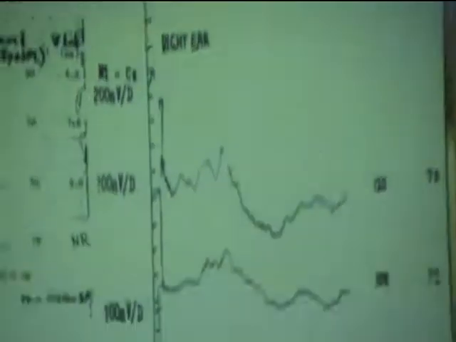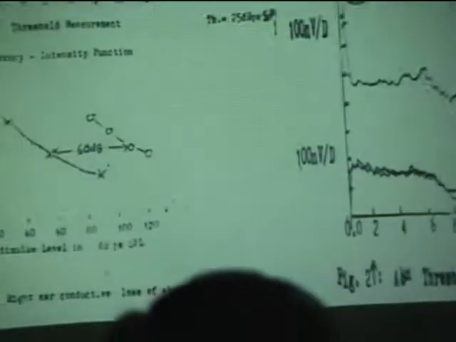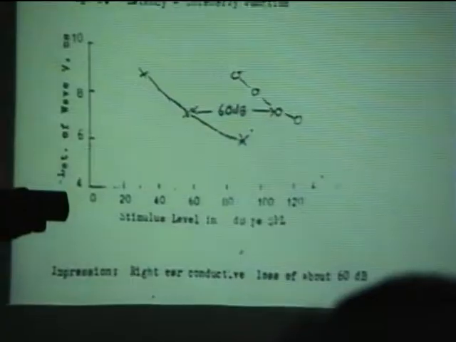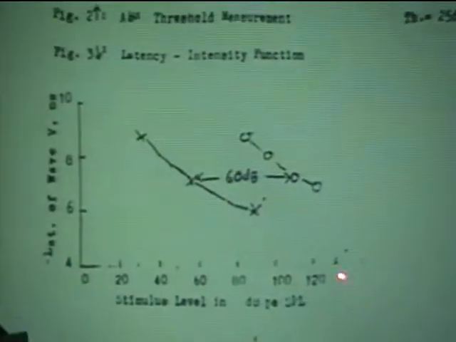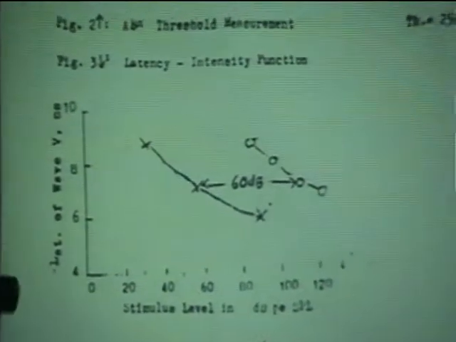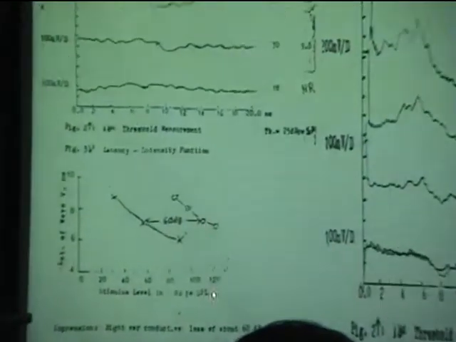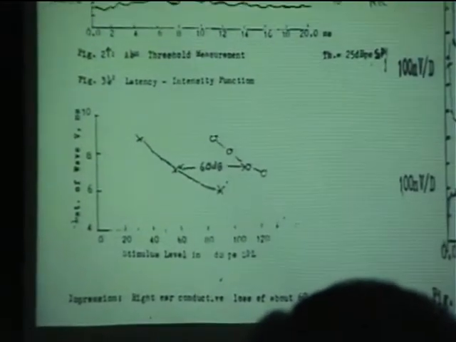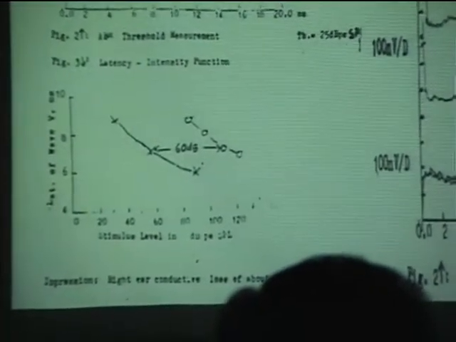And this is the LI function, or the latency intensity function I was talking about, where we can plot the latency of wave V at different intensities for the good ear and the worse ear. The good ear can serve as a control, and we can even get an estimate of what type of loss it is, and to what degree. In this case, we can see that the LI function for the worse ear is shifted to the right. It is exactly parallel, but it is shifted to the right by 60 dB. So we can get an idea that this child has a 60 dB conductive component in the poorer ear.